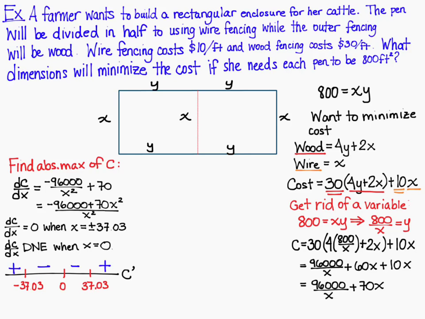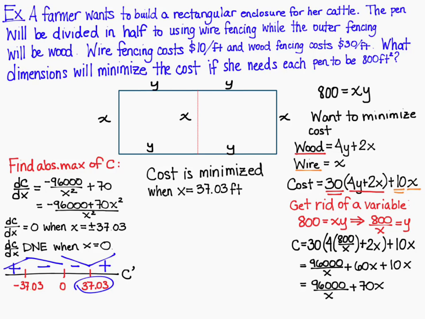Even still, we can play the number line game and find maxes and mins, and thankfully we see that the only critical number we wanted to consider is indeed a relative min. We have a relative min when x equals 37.03, so that means that the cost is minimized when x equals 37.03 feet. We still need to find y, however, but notice that y equals 800 over x. So plugging in x equals 37.03 feet, we get y equals 21.6 feet.